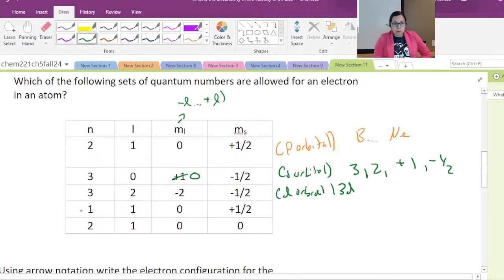What about this fourth one here? Here's some no's. Why not? What's wrong? N can't equal L, L has to be less than N. Looking at this, our first energy level can only have s orbitals, and that's a p, so we could change that to 0. You could also have modified it. If we change N to 2, we could do 2, 1, 0, 1/2. That would be another valid way to change it.